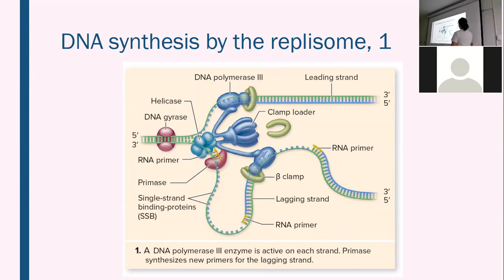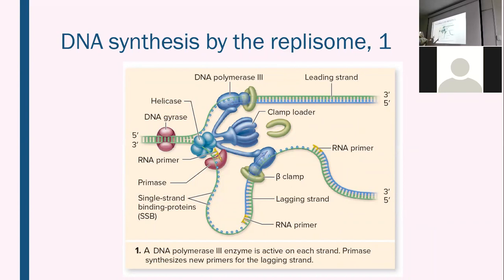All right, so DNA synthesis at the replisome, right? So this is the replisome. All of these pieces together are the replisome. So step 1, DNA polymerase 3, the guys making the copies, are active on each strand. We've got 2 polymerase 3s going on. On the leading strand, primase added a primer back here. The clamp loader popped polymerase 3 and a clamp onto it, and it's going. So we don't have to worry about the leading strand anymore. It's doing its thing.